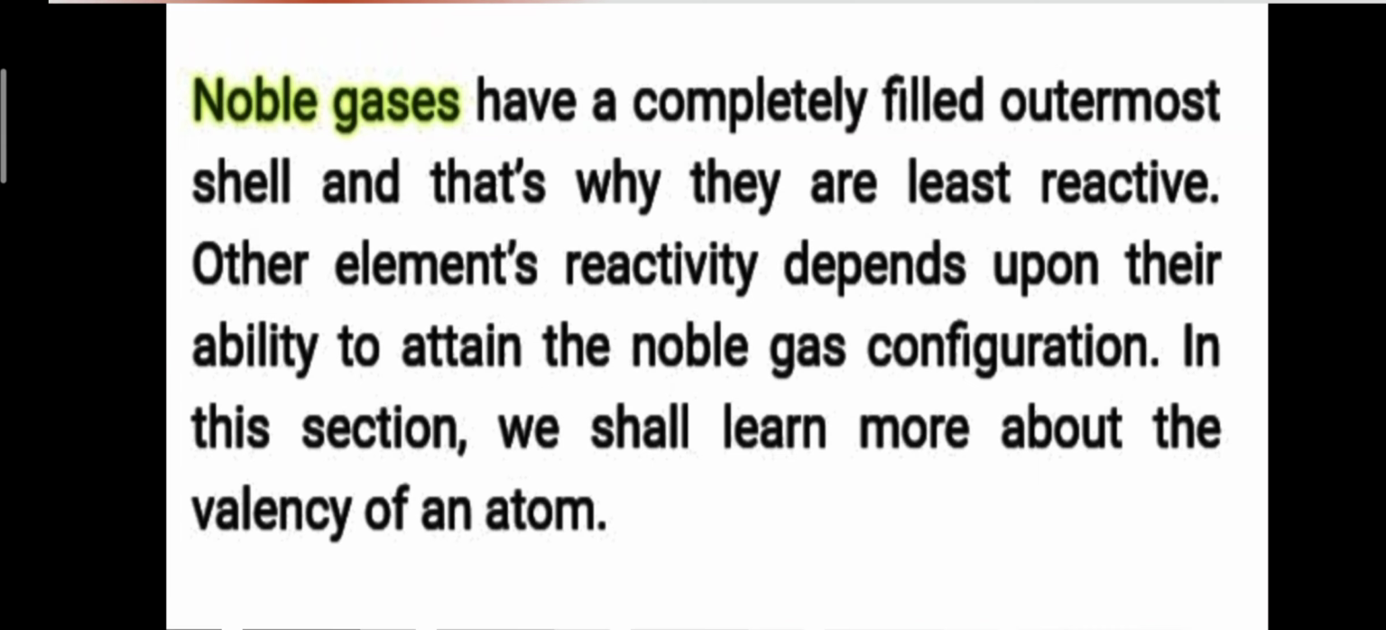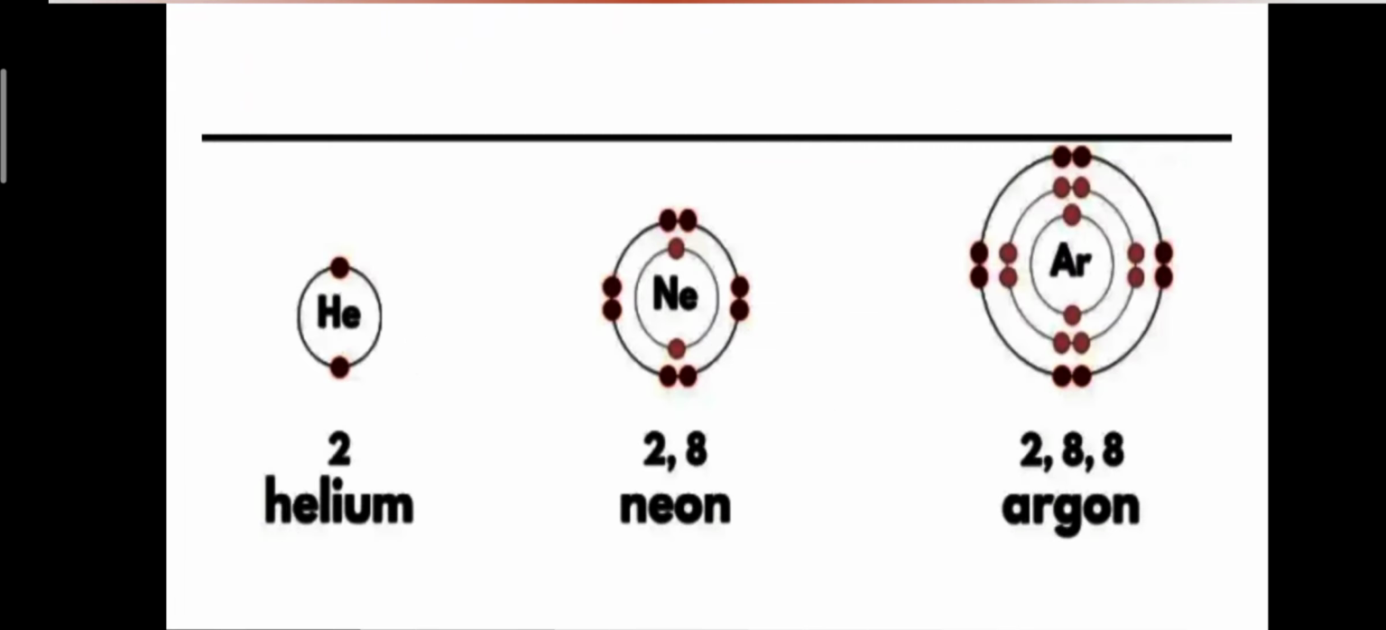Noble gases have a completely filled outermost shell, and that's why they are least reactive. Other elements' reactivity depends upon their ability to attain the noble gas configuration. In this section, we shall learn more about the valency of an atom. This is helium. Helium contains 2 electrons. Its duplet is complete because it contains only the K shell, and the maximum capacity of the K shell is 2 electrons.